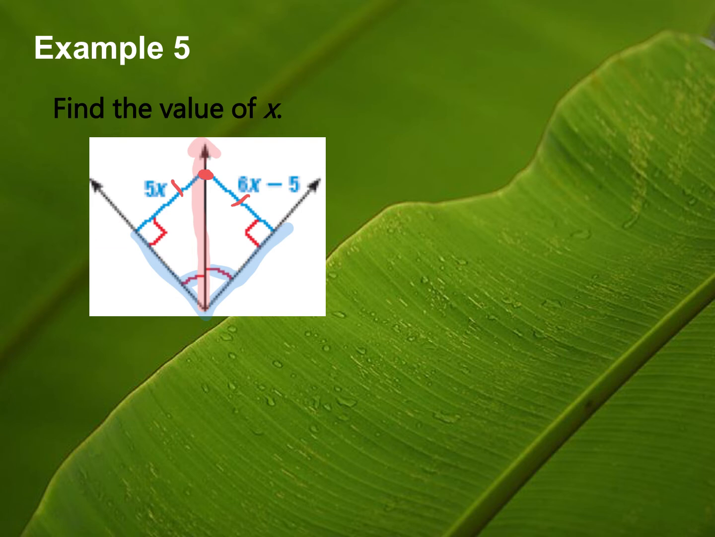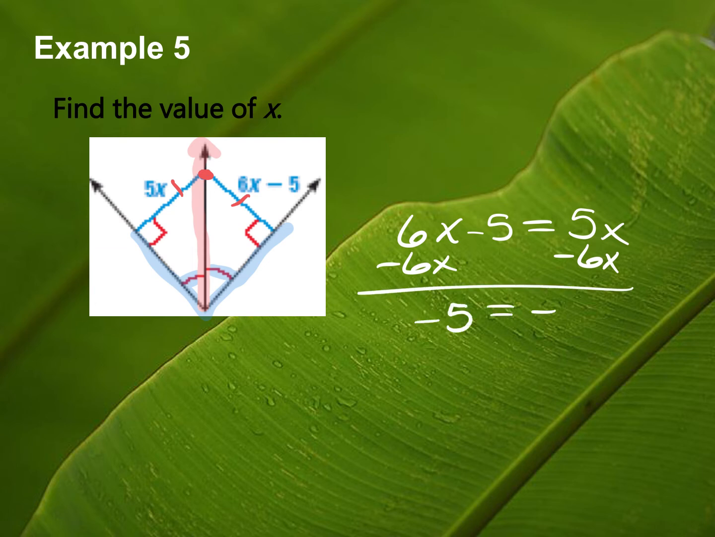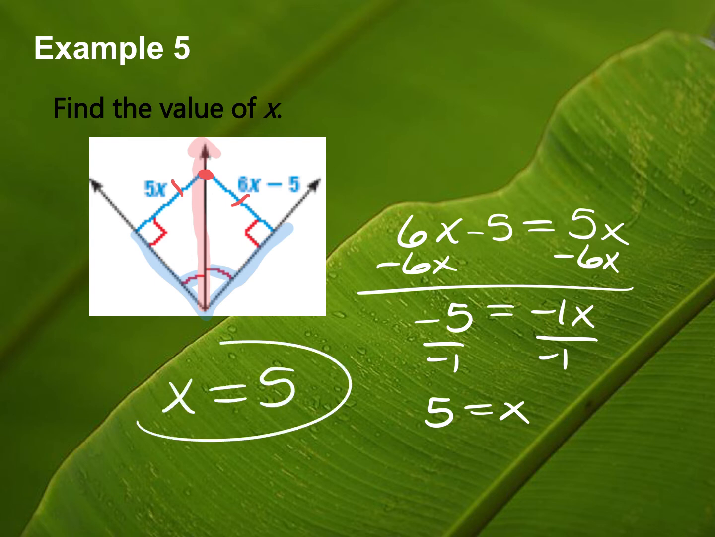So again, I'm going to set up my equation to solve. I'm going to do 6x minus 5 equals 5x. It doesn't matter which one you put on the left or the right. And now I can solve for x. I'm going to move the 6x over, and I get negative 5 equals negative 1x. I don't want to have a negative x, so I divide by negative 1. 5 equals x. So x, and I can flip it around, equals 5.